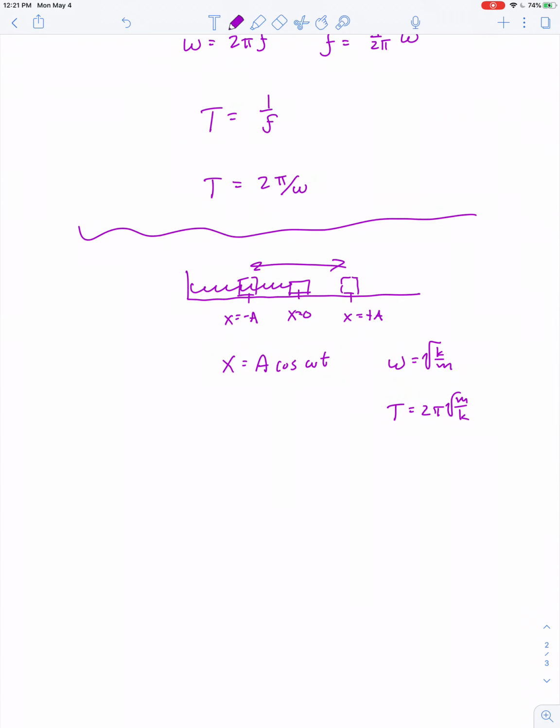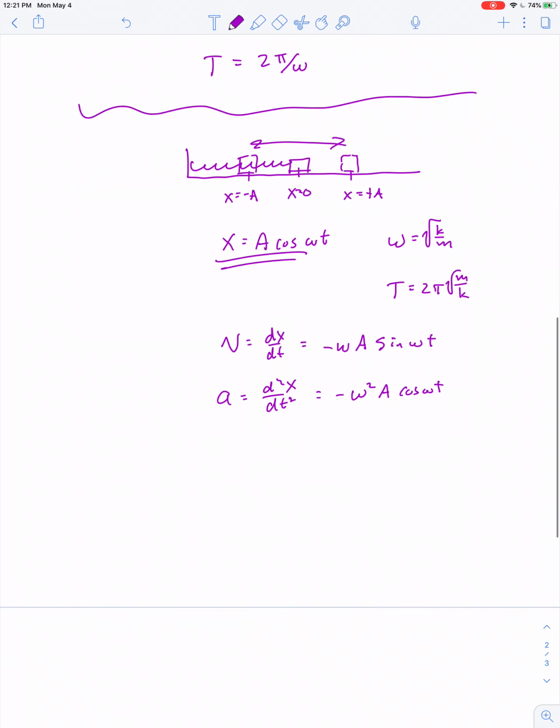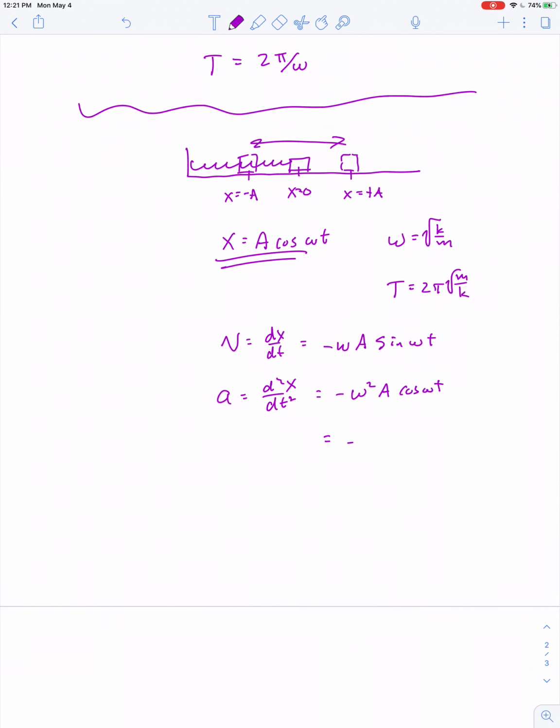Let's take a look at what the velocity must be as a function of time for the mass on a spring. We just need to take the first derivative. So we get v equals negative omega A sine omega t. And the acceleration as a function of time, take the derivative yet again, and we get negative omega squared A cosine omega t. But that in turn is equal to negative omega squared times x.